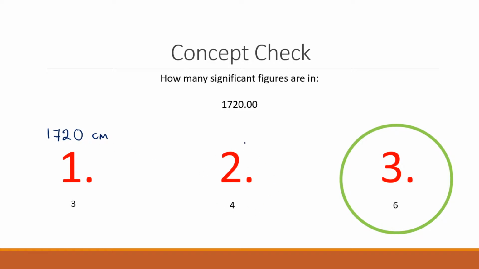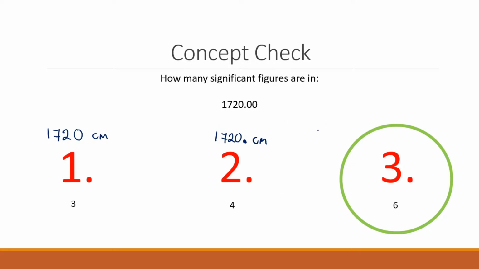Here, for 4 significant figures, I can do something like this. The only difference between these two numbers is the presence of the decimal point, but the presence of that decimal point tells me I measured, and there is nothing in the singles spot. There is exactly 1,720 centimeters. I'm not guessing, I'm not rounding, it's exactly that number.